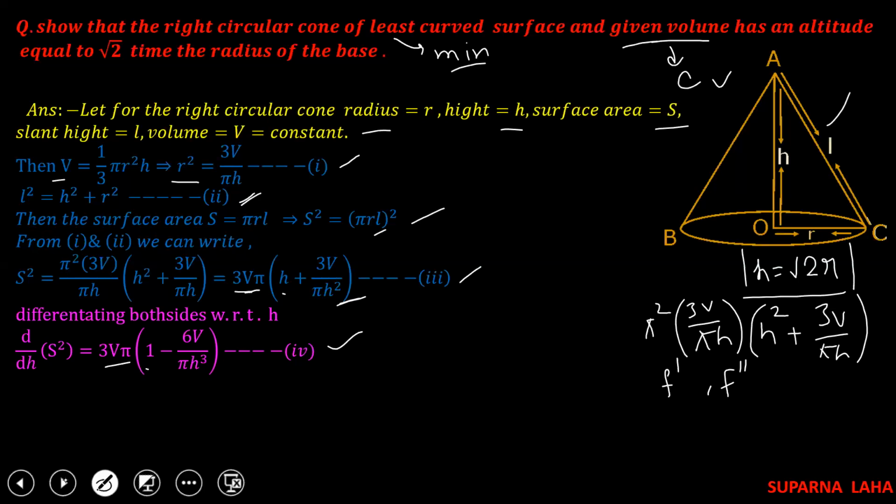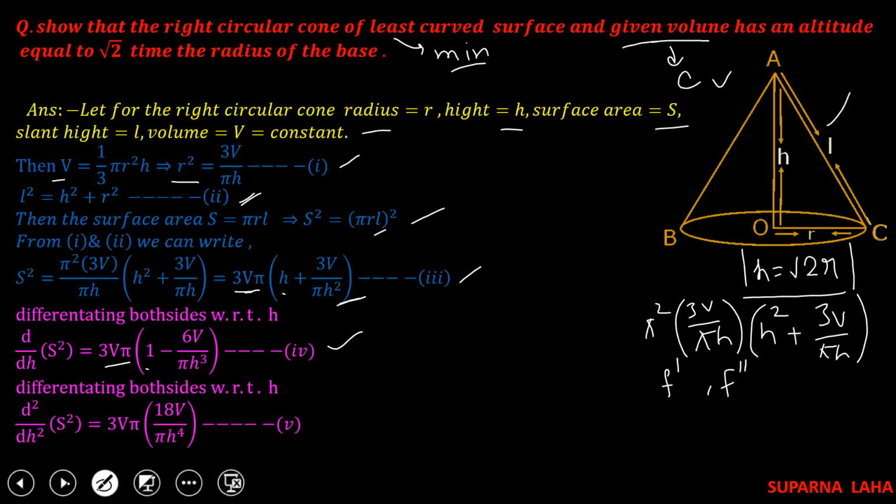Now again differentiate the function, find the second derivative. So 3v into pi, and this value is 1, differentiation of 1 is 0, and differentiation of this value is 18v by pi h to the power 4. Look, this value is positive. It is always positive. For whatever value we choose for h, this value is always positive. But still we need to check this second derivative at this point x equals c. So our next work is to find what is the value of c.